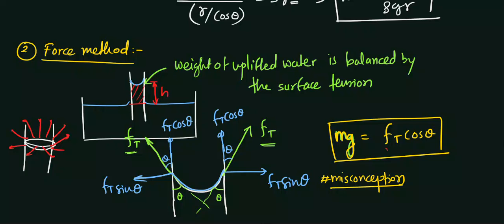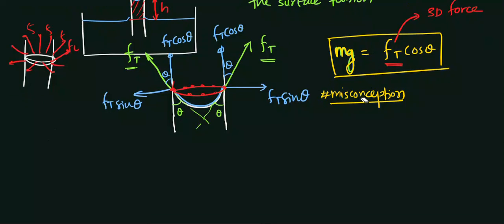So the combining force I have written is the 3D force. From every direction, this is Ft, this is Ft, this is Ft, and all these forces combined I have written as Ft. It is not that it is acting only at these two points. There is a complete circle here, and at every point this Ft is acting. Are you getting it? So the summation of all these Ft cos theta, I have written as Ft cos theta. Just try to understand this. So we have this expression: mg is equal to Ft cos theta.